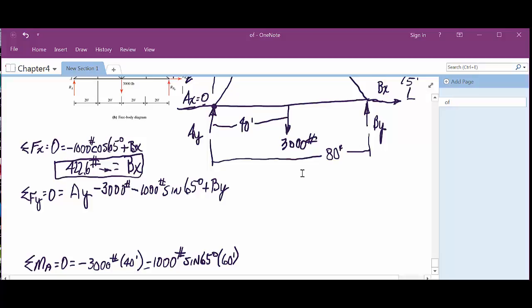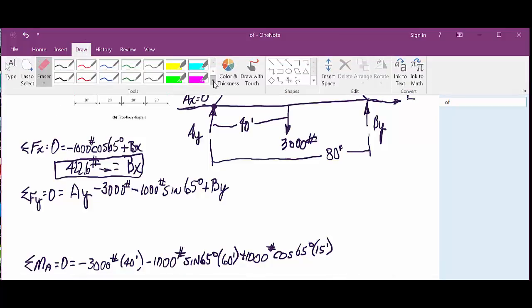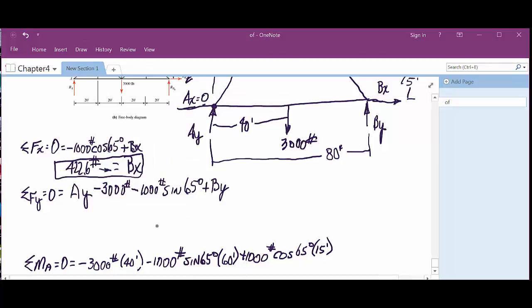So that's a positive value, plus 1,000 pounds cosine of 65 times 15 feet. I didn't put the kilonewtons, well, I didn't on this one either. And let me get that eraser back out. There's actually a little bit of that extra mark that kind of screwed up that negative, didn't it?